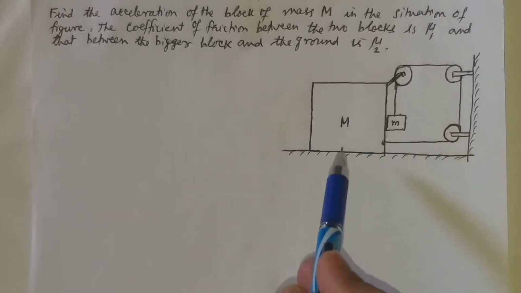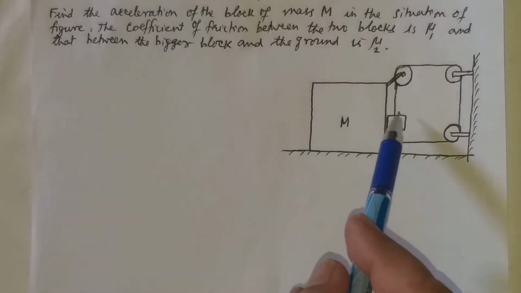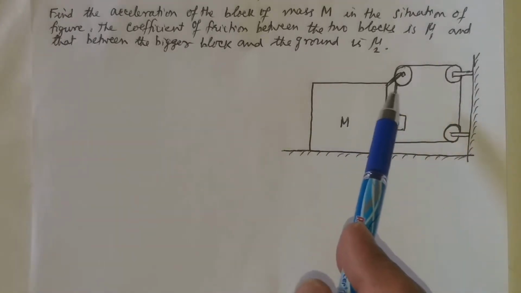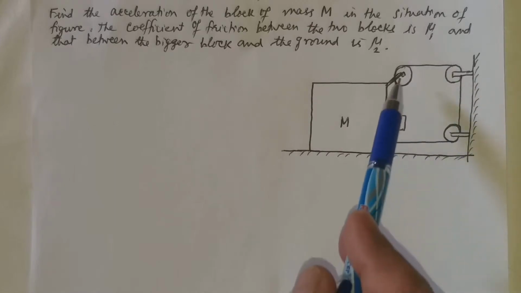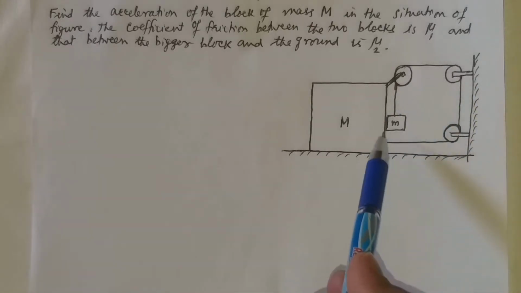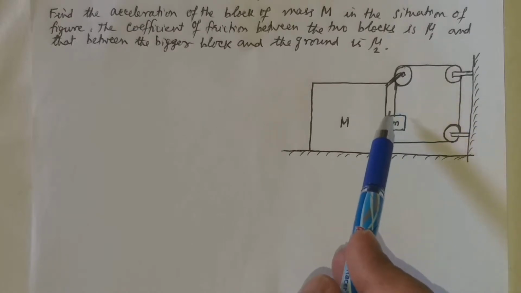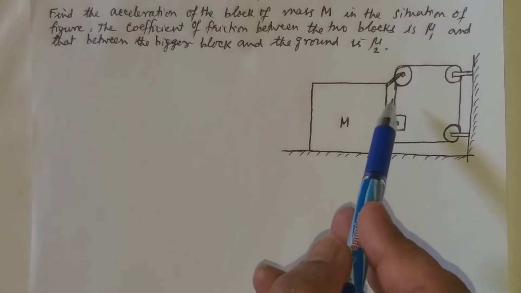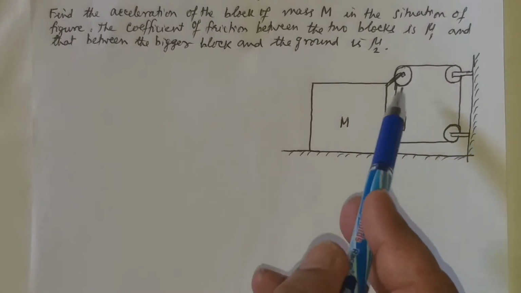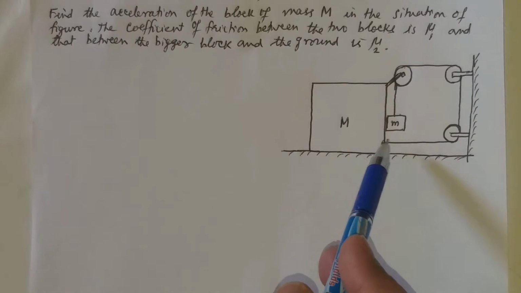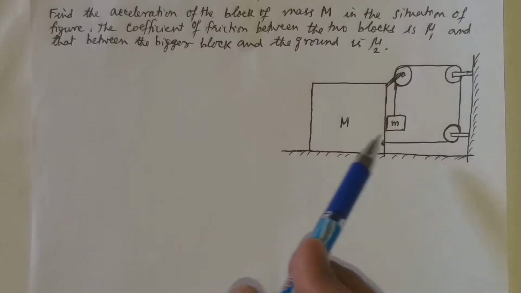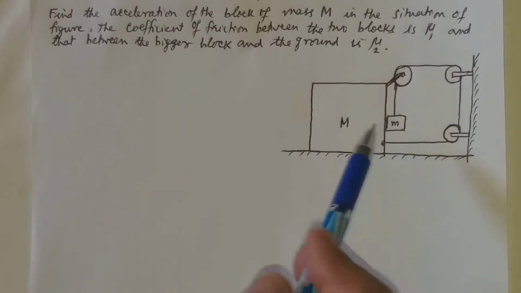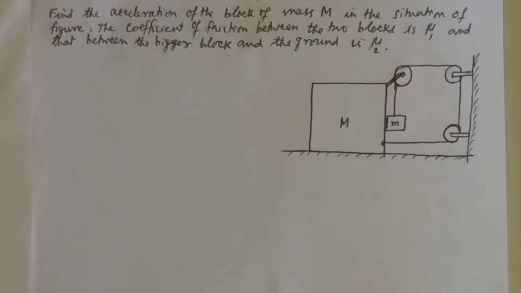There is a block of mass capital M and another block of mass small m in the situation shown in the figure. Look at this pulley: we will assume these are ideal massless pulleys, and a single piece of string is there, and through that single piece of string the small m is suspended. So the small m will move down due to gravity, and it will put a strain on this string, and the string will pull this block to the right. So besides coming down, the small m will also be pushed to the right.